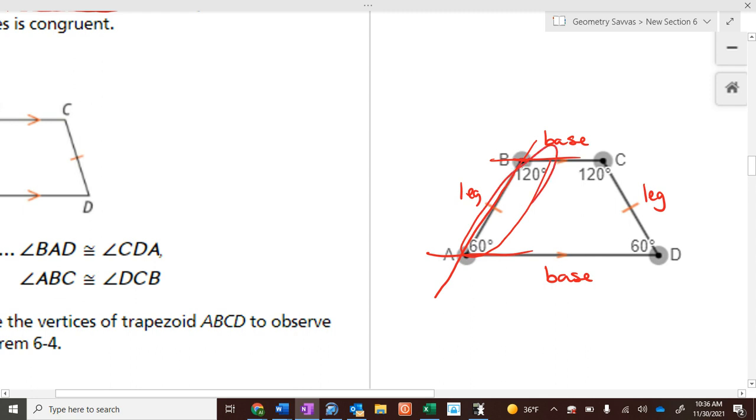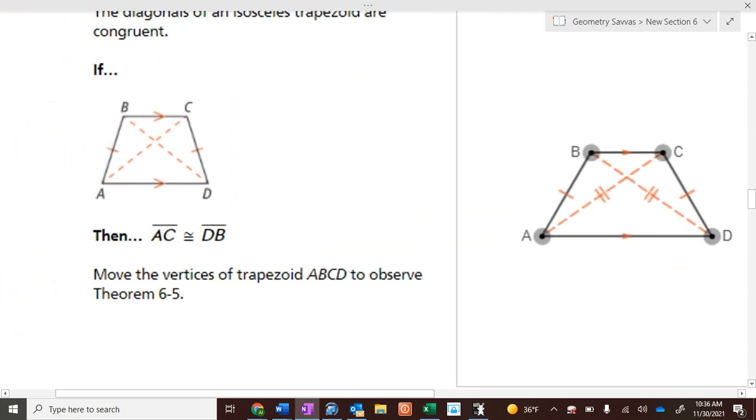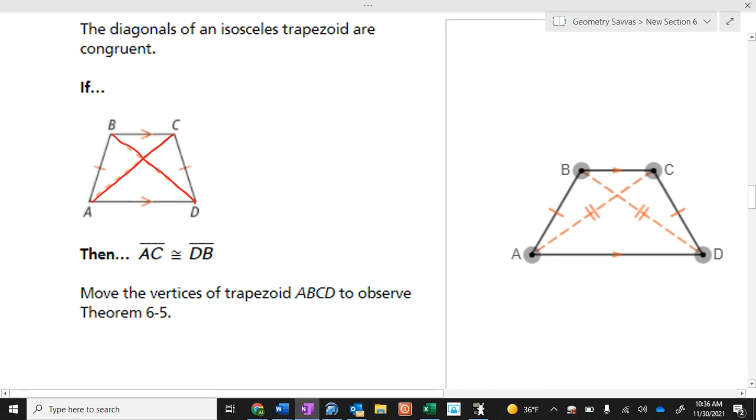What do we know about same side interior angles from chapter 3? They're always supplementary. Okay, so trapezoids will have a pair of supplementary angles. Another thing about isosceles trapezoids, the diagonals are going to be congruent. What does congruent mean? They're the same length. So if it's an isosceles trapezoid, which is a special type of trapezoid, the diagonals are going to be equal to each other.